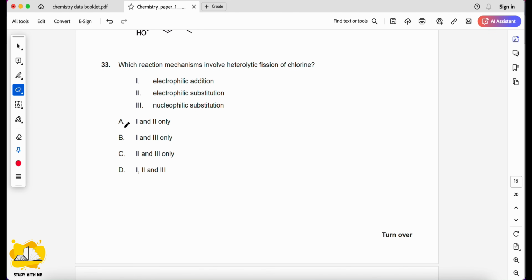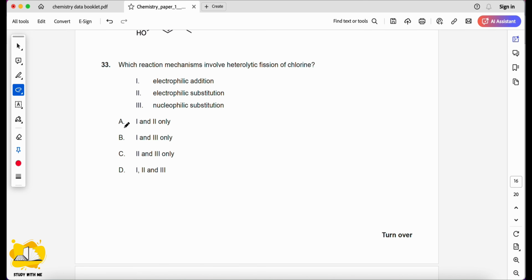Which reaction mechanism involves heterolytic fission of chlorine? Heterolytic fission of chlorine is breaking the bond in the chlorine molecule, so that one chlorine gains both electrons from the bond, forming Cl- ion and Cl+ ion. For the first one, electrophilic addition, Cl2 splits into Cl- and Cl+, reacting with alkenes because it's addition. Cl2 will be added to the double bond in the alkene.